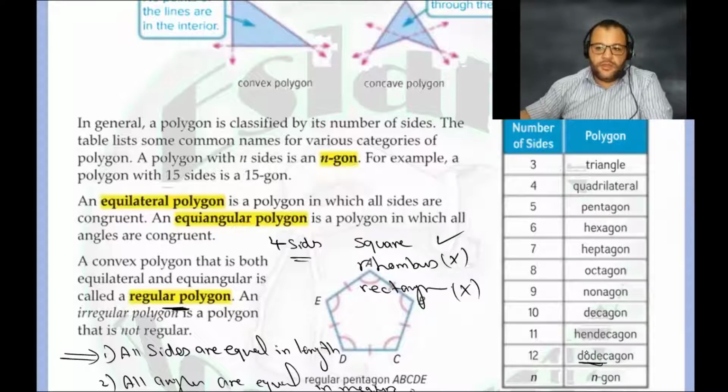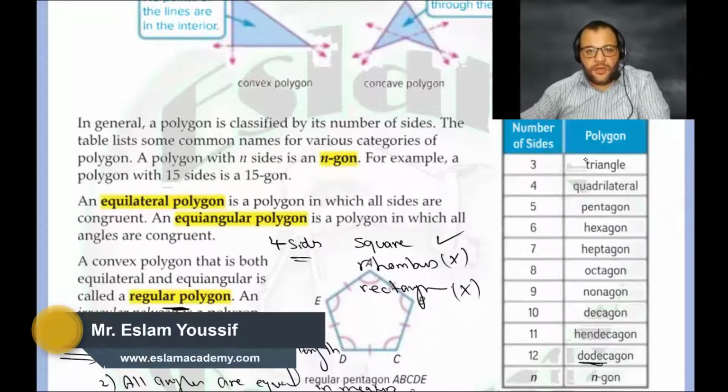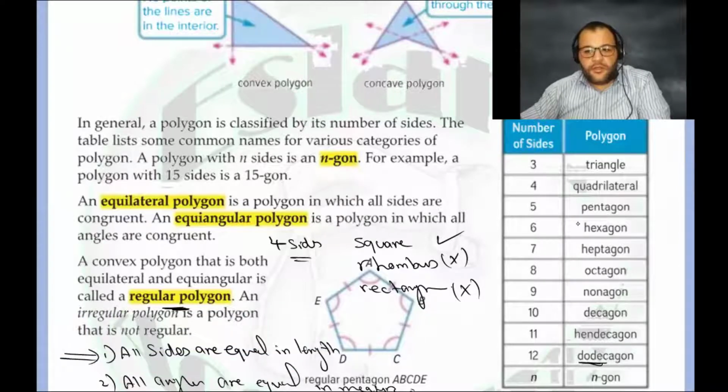For the triangle, there is a special case called the equilateral triangle, which is the regular three-sided polygon. The regular four-sided polygon is a square. For any other number of sides, like five, it would be a regular pentagon, regular hexagon, regular heptagon, regular octagon. From 5 sides and more, you just add the word regular.